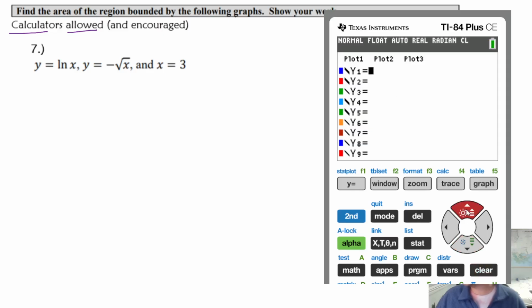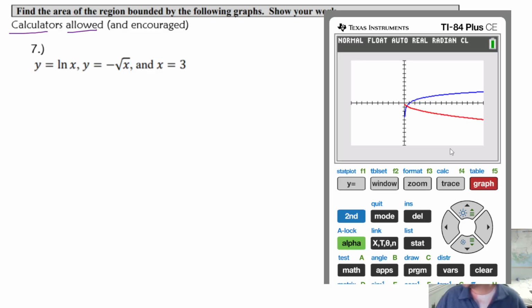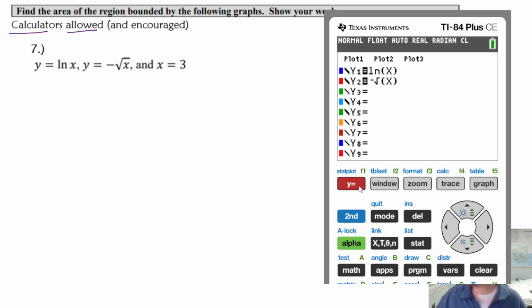You're going to plug in the ln of x, and you're going to plug in negative root x. And you're going to hit graph. And I can see that they do cross each other here. Now, what I can't do is show what this x equals 3 is doing. But x equals 3 is literally just a vertical line. So here's what I can show you.